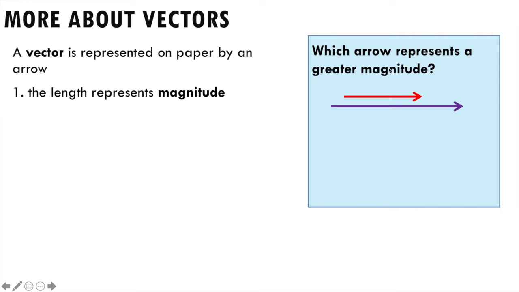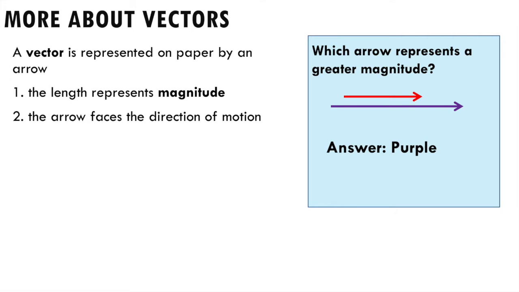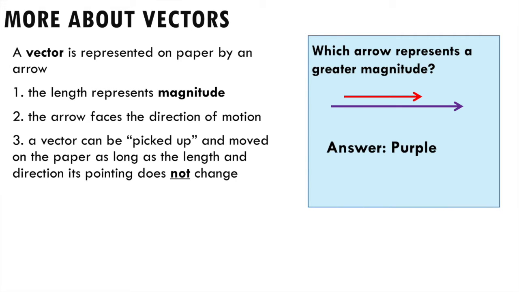So if you've got here, which arrow represents a greater magnitude, red or purple? Hope you're thinking purple because the longer the arrow, the greater the magnitude. And then second, the arrow is going to face the direction of motion, which should be obvious. Why would we point an arrow in a direction that we don't want the motion going, or whatever's going on? If it's motion or force, whatever the direction is, that's the way the arrow is going to point, which is just common sense. Right?